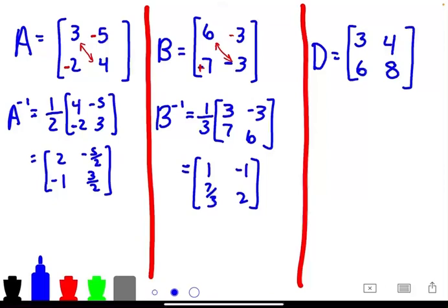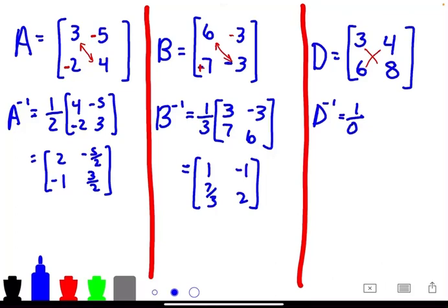Okay, now for this last matrix, we look at it and we have to remember something that we learned a long time ago in algebra. But once again, we find the determinant. We know that the inverse is going to be 1 over the determinant. But when we do it this time, we're going to notice something. 3 times 8 minus 4 times 6. That's 24 minus 24, which gives us what? 0.